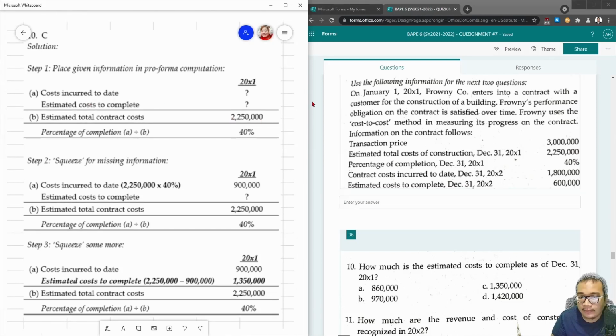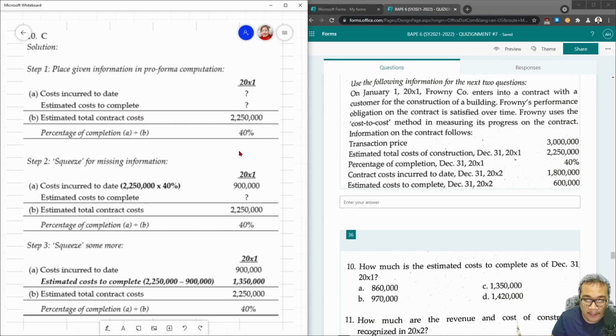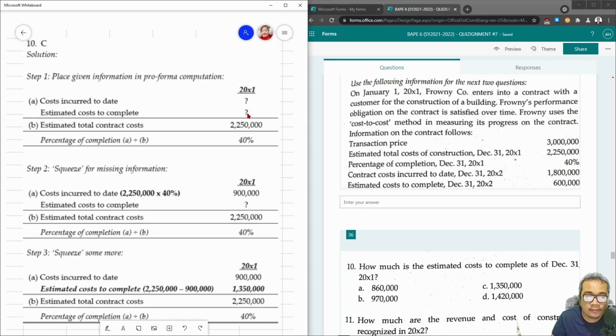Cost incurred to date, wala, di ba? Pinapahanap sa atin, estimated cost to complete. Ang estimated cost to complete naman natin is, di ba? Part siya ng estimated total contract cost. So, wala tayong cost incurred to date. Wala tayong estimated cost to complete, which is pinapahanap na number 10. Pero may estimated total contract cost tayo for 20x1. And meron din tayong percentage of completion.